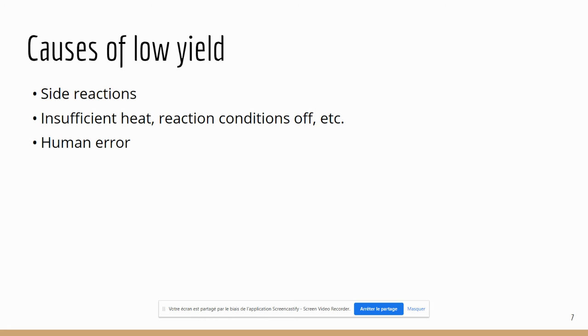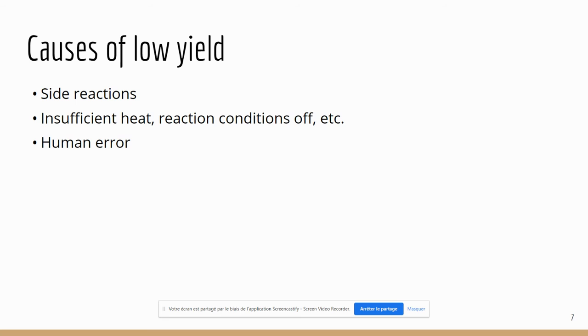So let's say you do an experiment, you get your theoretical yield, you have your actual yield, and you get a really low yield. So you probably notice here that I didn't put a specific number for what a low yield is, and that is because it is different for every single reaction. So let's just say for this particular reaction, we were expecting a 60% yield, but we only got a 30% yield. Some causes of that could just be side reactions.